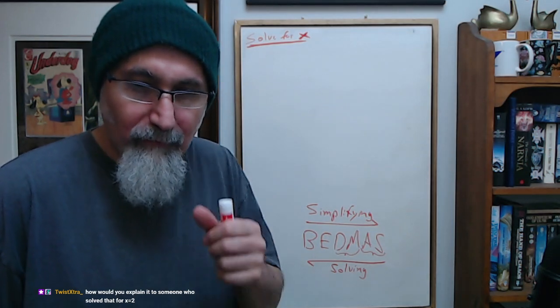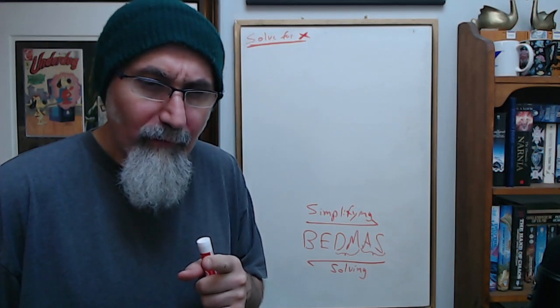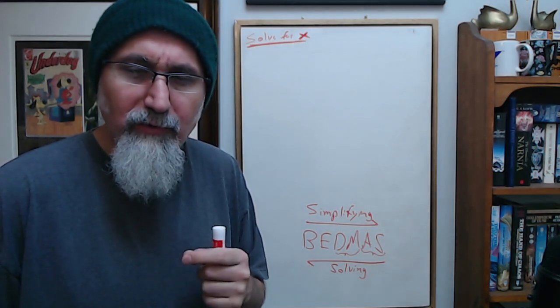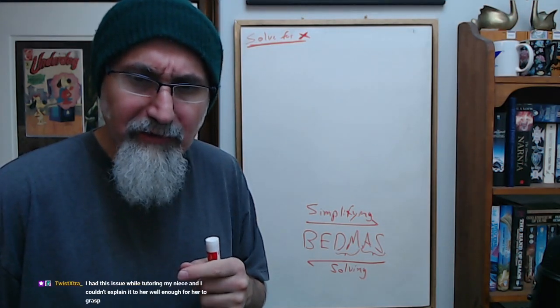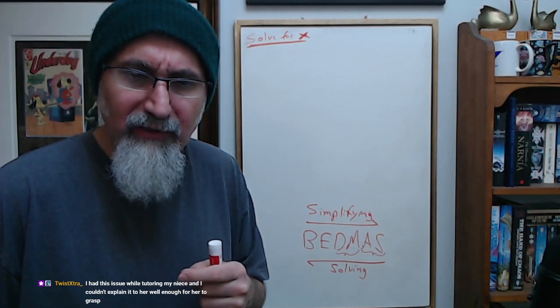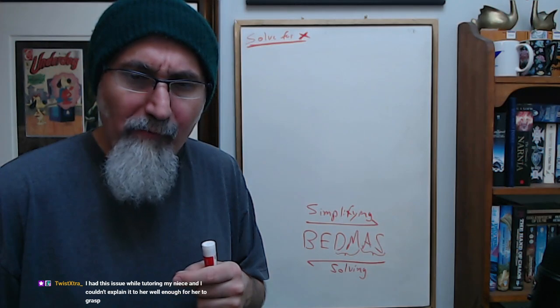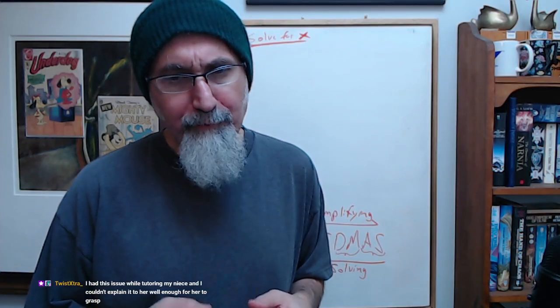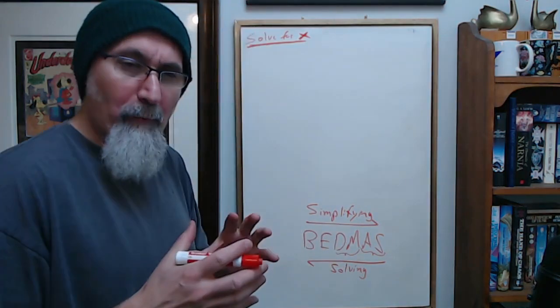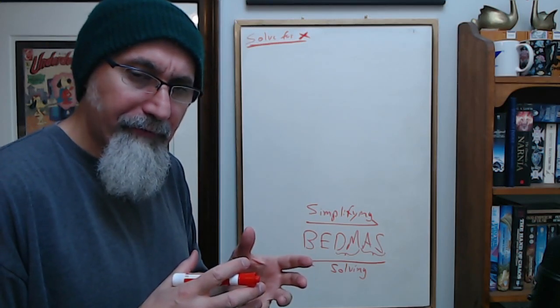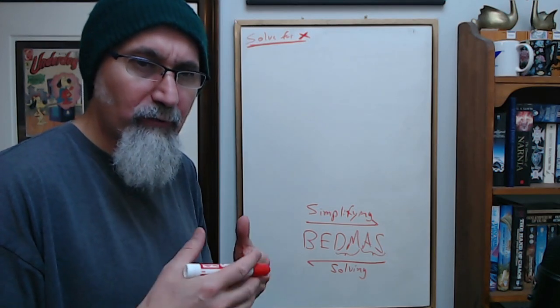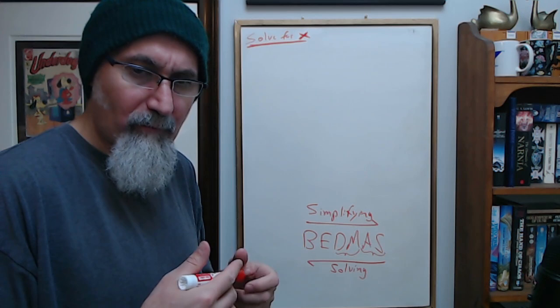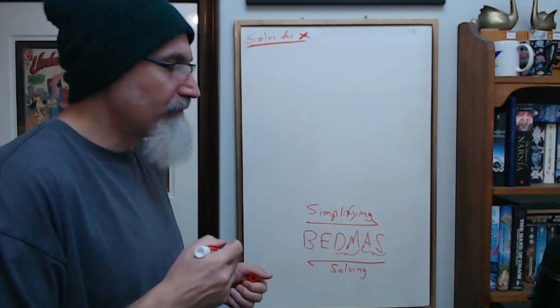How would you explain it to someone who solved that and got x equals 2? I had this issue while tutoring my niece, and I couldn't explain it to her well enough for her to grasp it. In what way? So if she gets the wrong answer and puts down x equals 2, you have to explain to them what that means? Yeah, let's see.